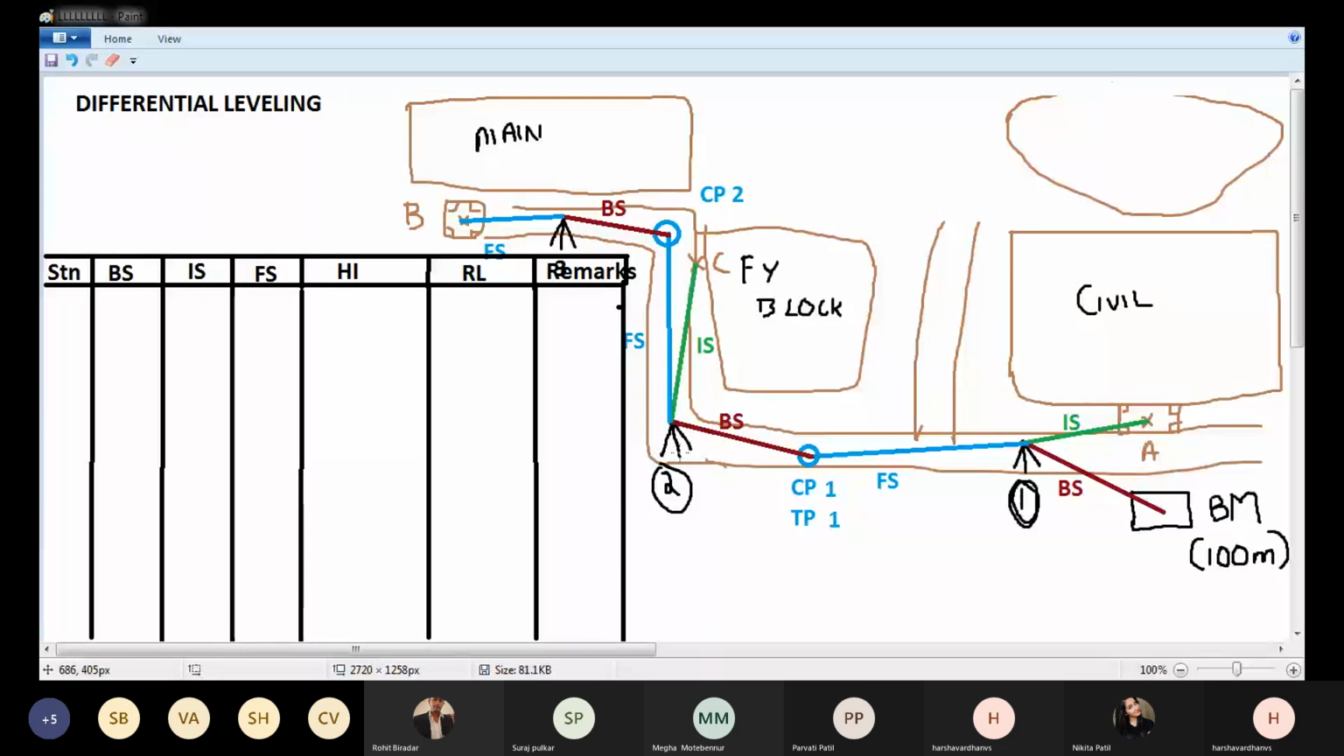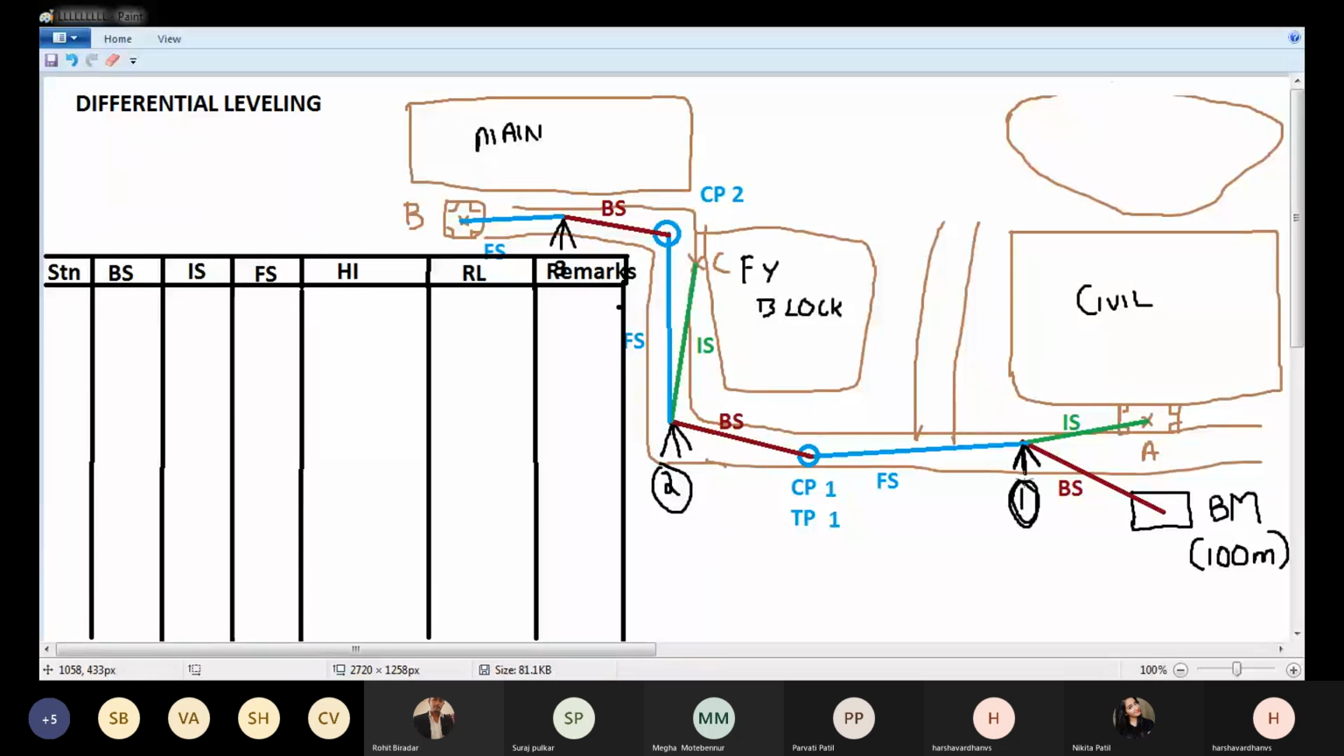Both the points are not intervisible, and also it is not intervisible from anywhere in between. So I cannot keep the instrument at a single point and take reading on civil block floor and main block floor. So I have to shift the instrument several times. So I'll start the survey from this point, that is instrument point 1.